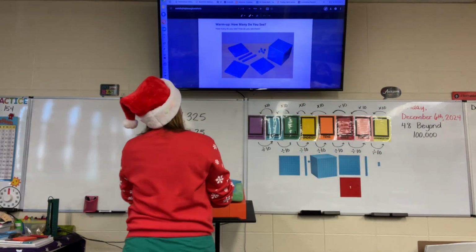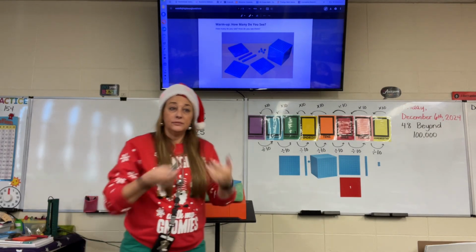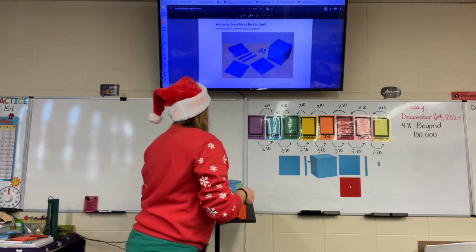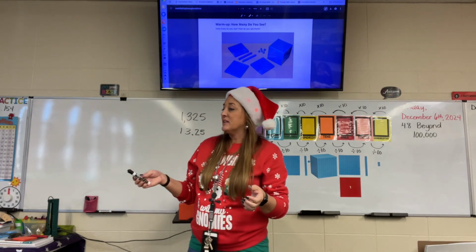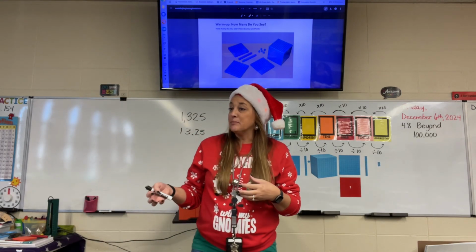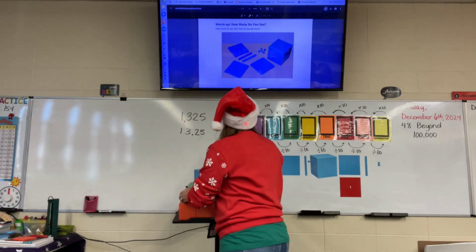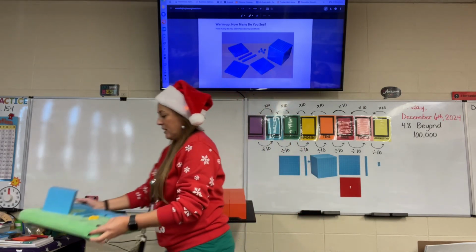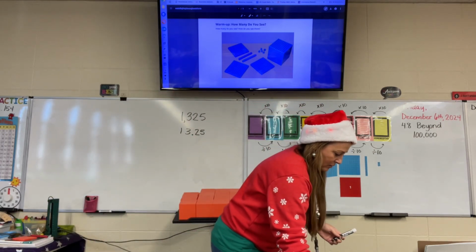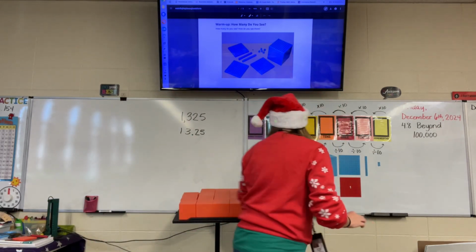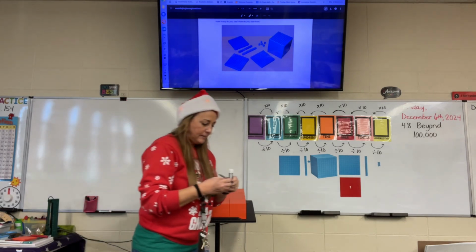Either one is correct. It just depends on how you saw it, okay? Most of you, when you see a picture like this, you think 1,325. I do too. But the point of today's lesson is to realize that we can use these blocks to represent different numbers. Okay? So, now let's move to the next page. Let me see what I did with my pen. Here it is. Okay.